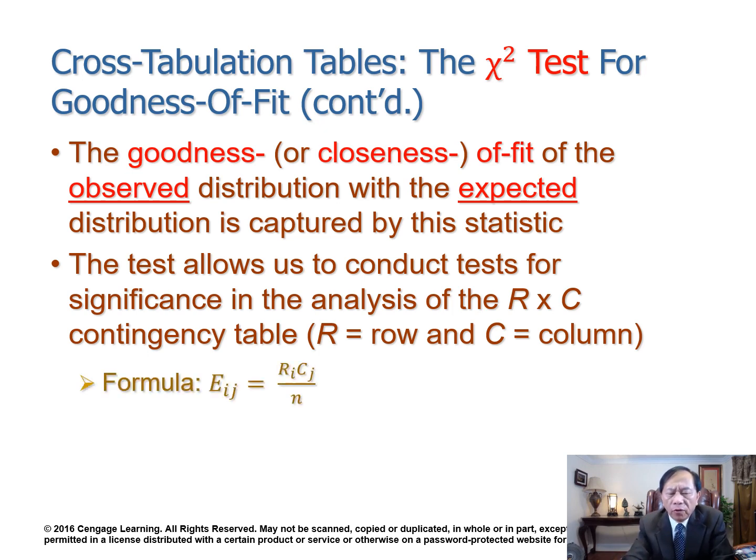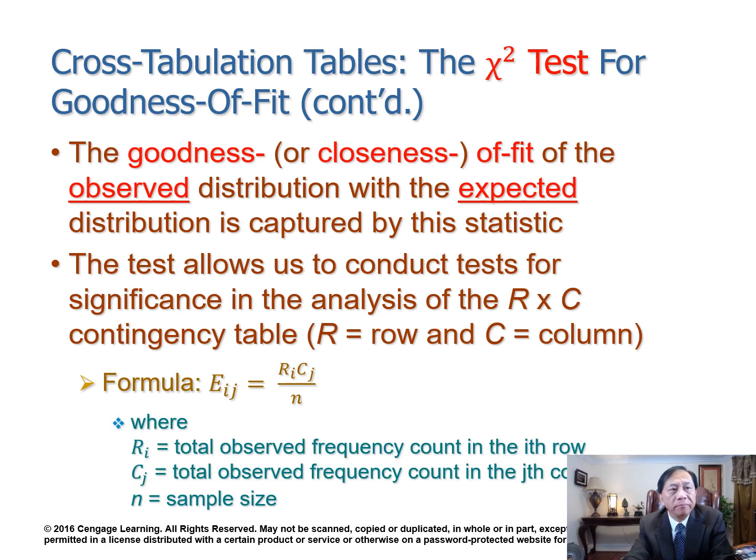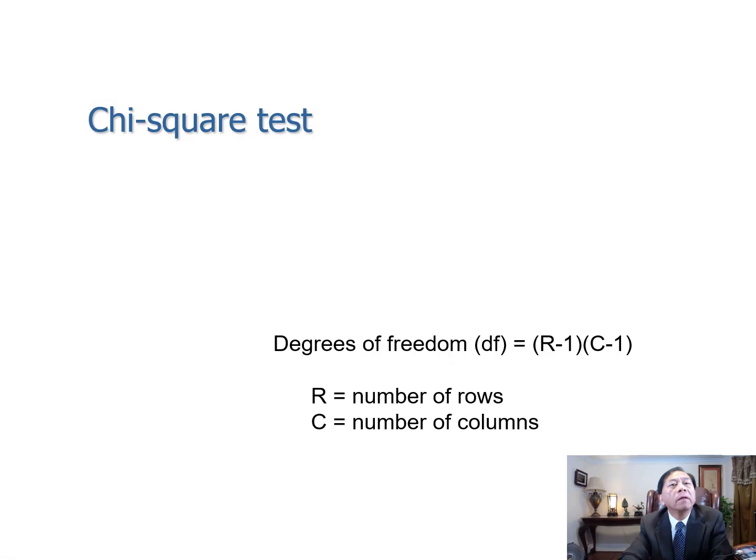The formula here is E equals R times C divided by N. R here is the total observed frequency counted in the ith row, C is the total observed frequency count in the jth column, and N is the sample size. E is the ratio, and to do a chi-square test, E is the expected value here.